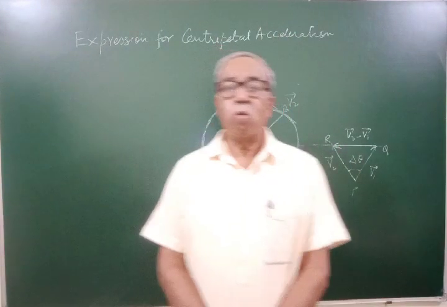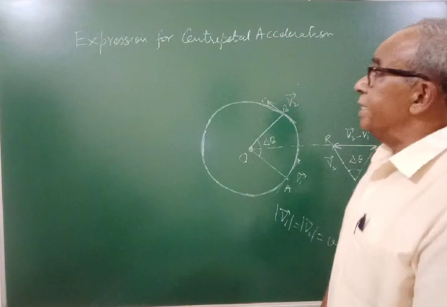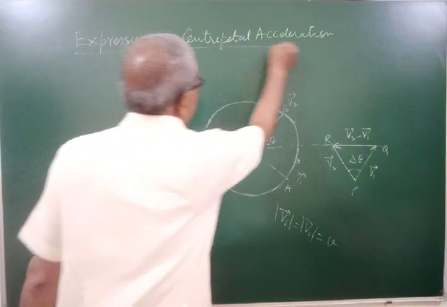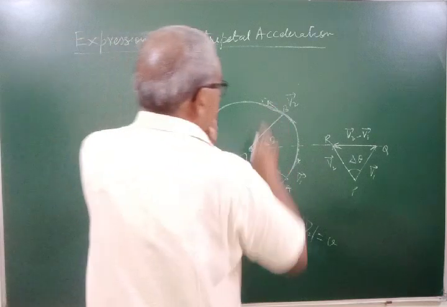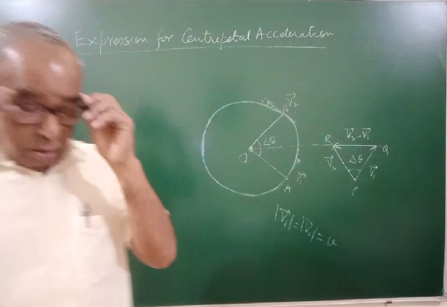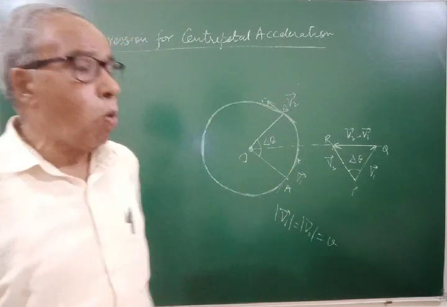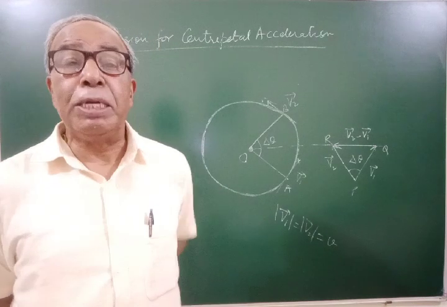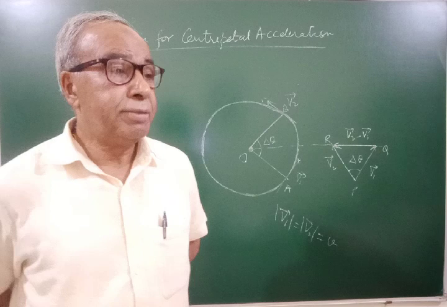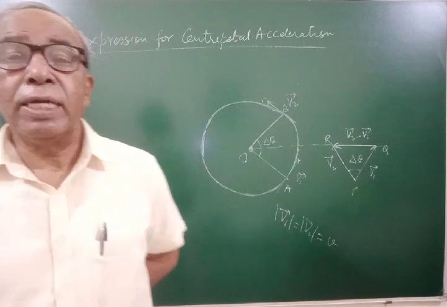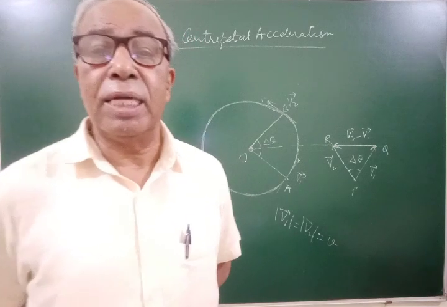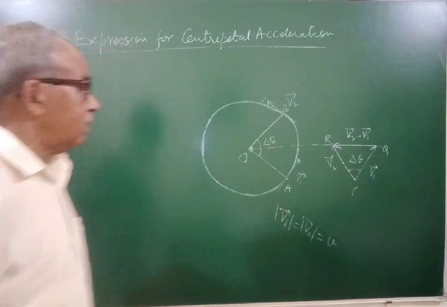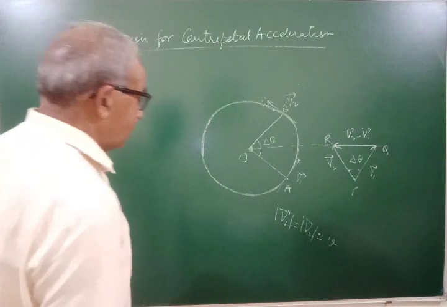Now, the heading here is the vector expression for centripetal acceleration. I told you in the last video that when a body moves on a circular path with constant speed, the direction keeps on changing, and due to that change in direction, there is acceleration in the motion which acts towards the center along the radius and is called centripetal acceleration.